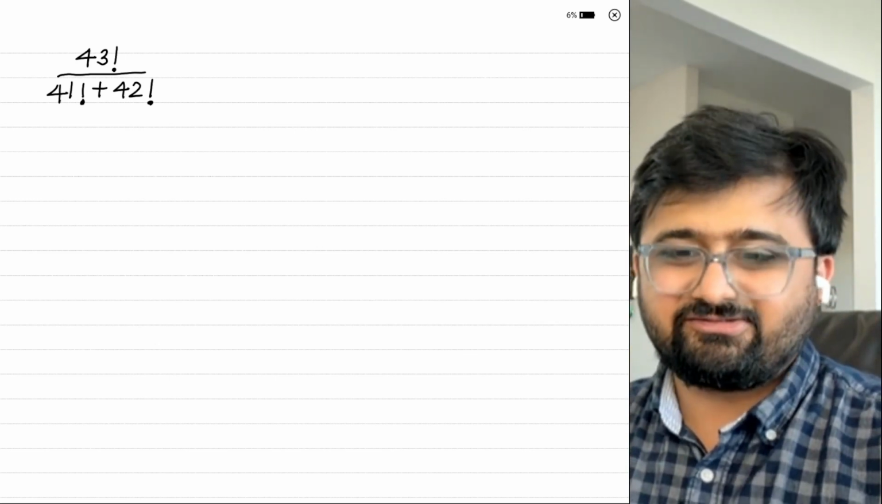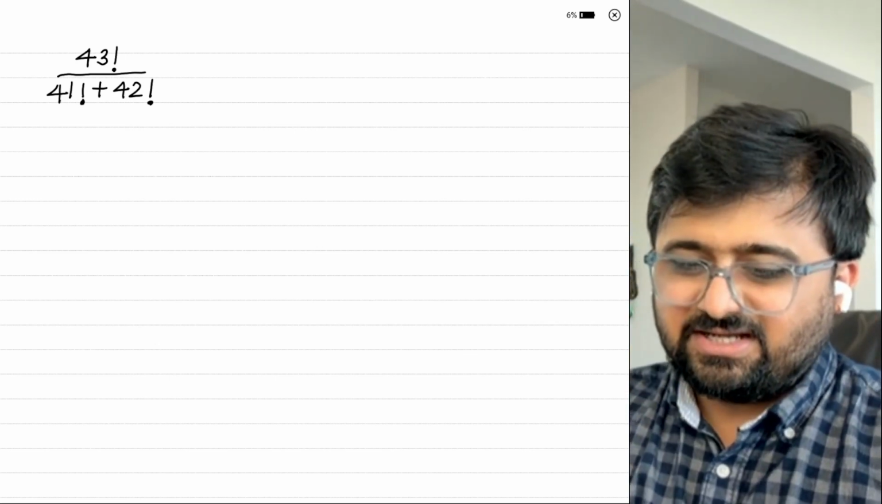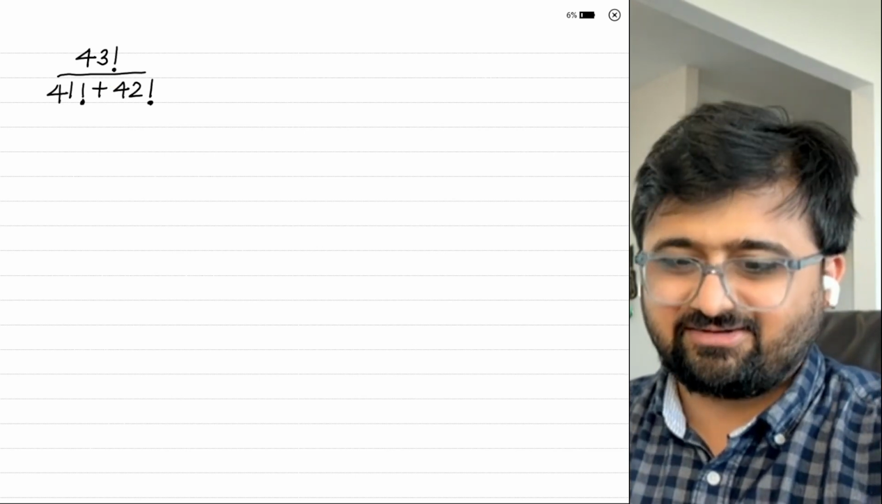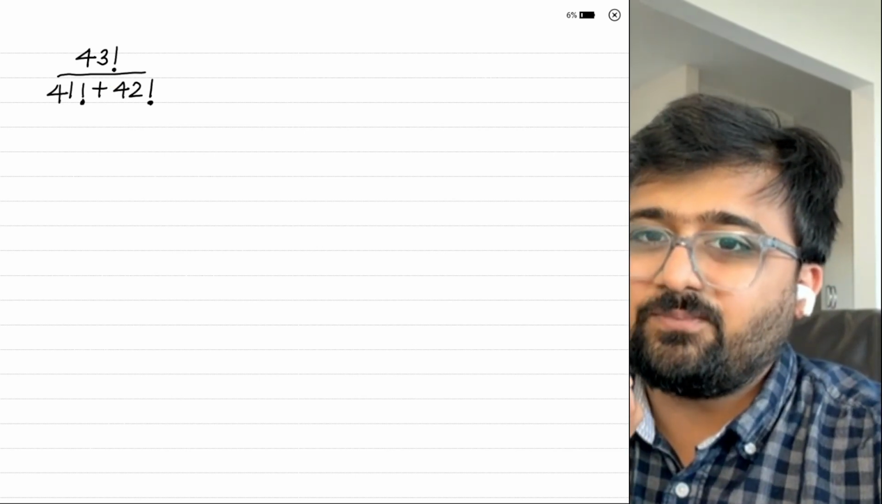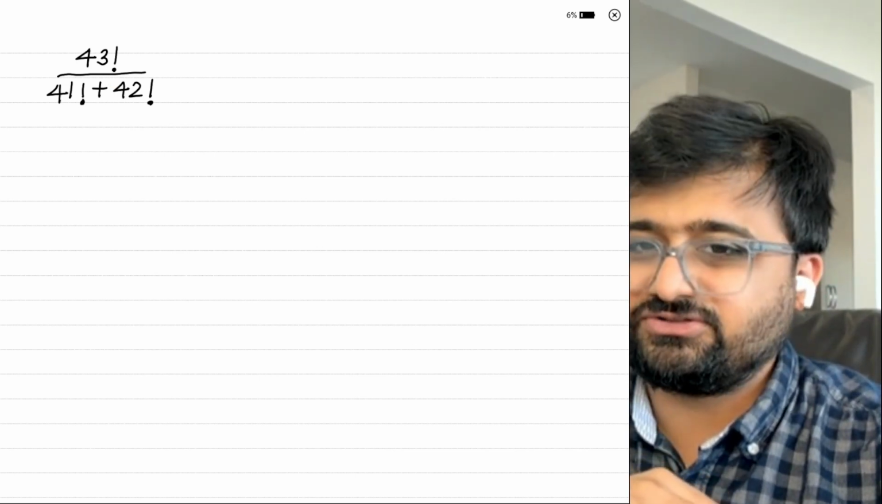Let's solve a very interesting factorial question today, which is the fraction that you see on the screen right now. You need to know a very important property of a factorial in order to solve this.